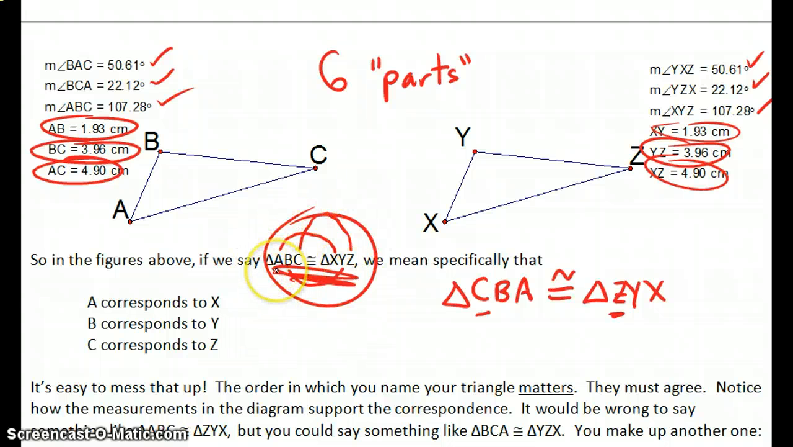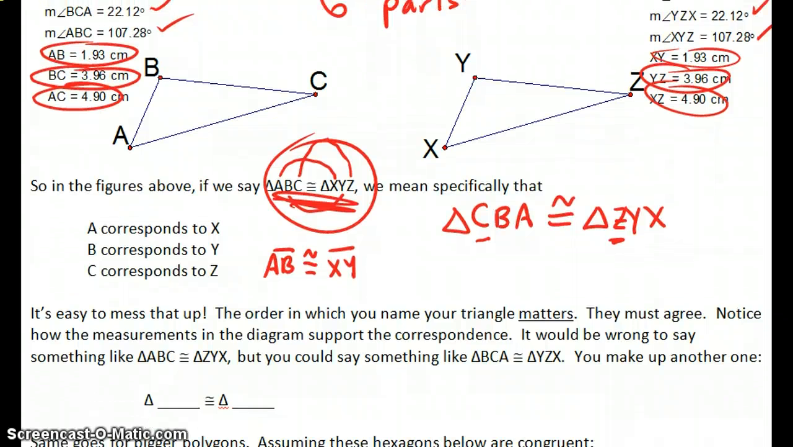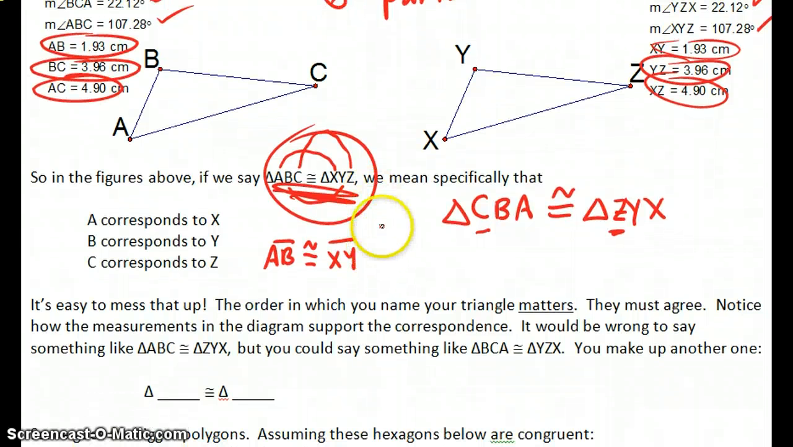This triangle congruence lets me then in a proof say, well, if this is congruent, how do you know that AB is congruent to XY? Well, the reason is because I know that they are corresponding parts that belong to these congruent triangles. And that's kind of the whole point of this whole section.